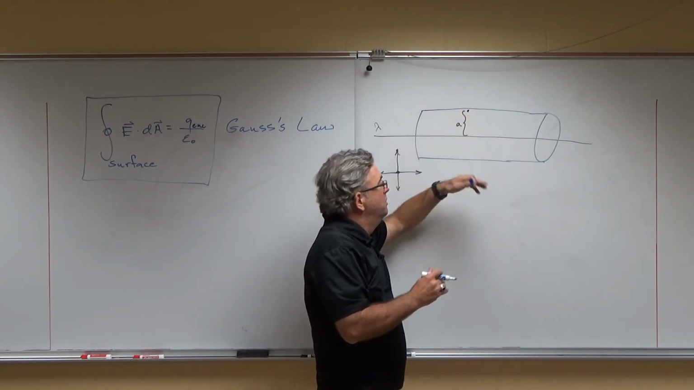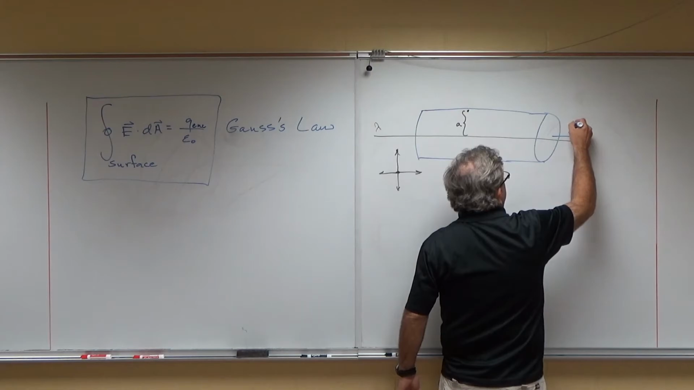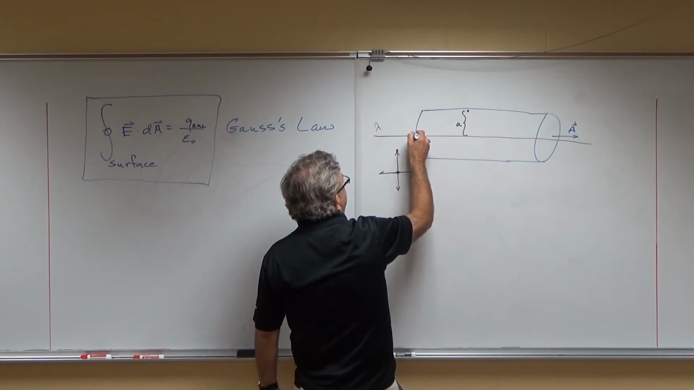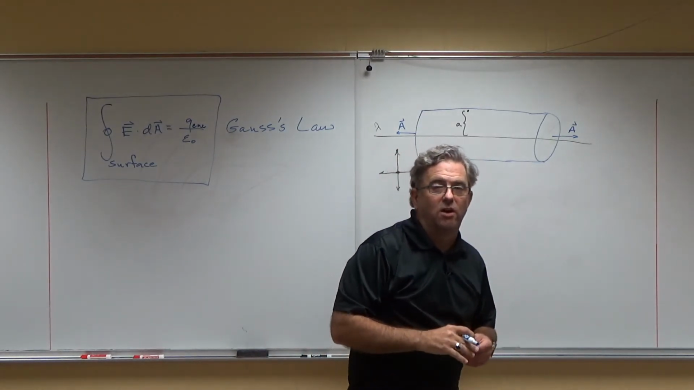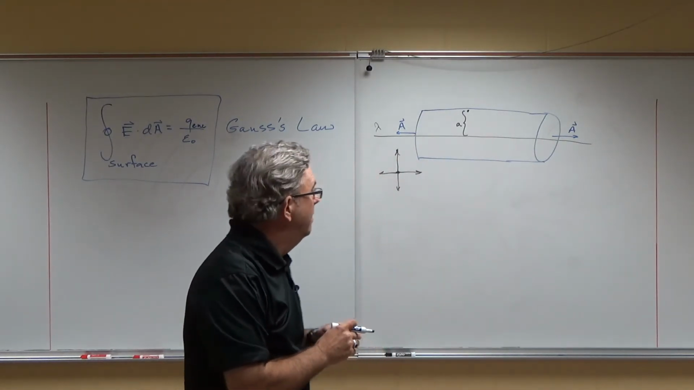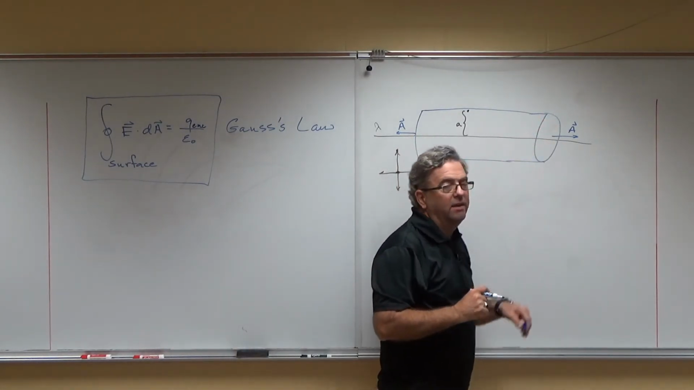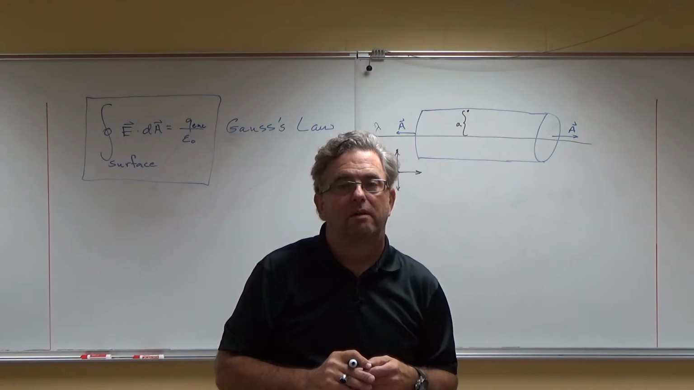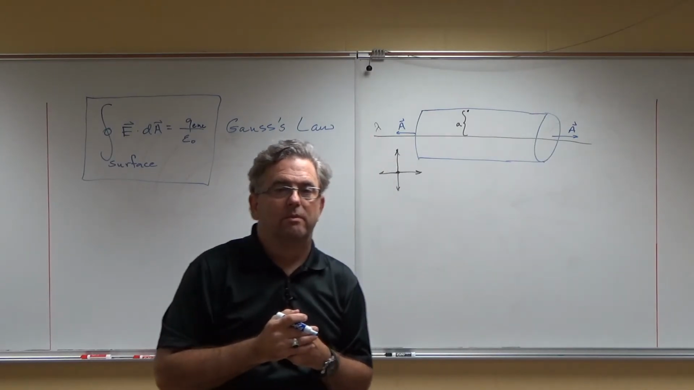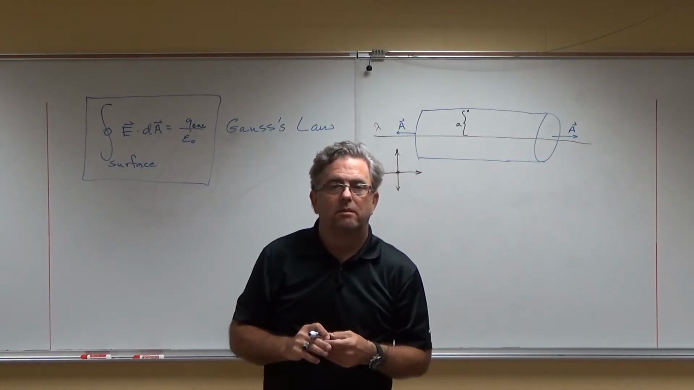All right. So I have to pay attention to the ends. This is the area of that end. This is the area of this end. Remember back to the first thing I talked about: if you have nice flat planes, these little discs on the end, then the flux through those planes is just EA. It's just the electric field times that area vector. It's E dot A.